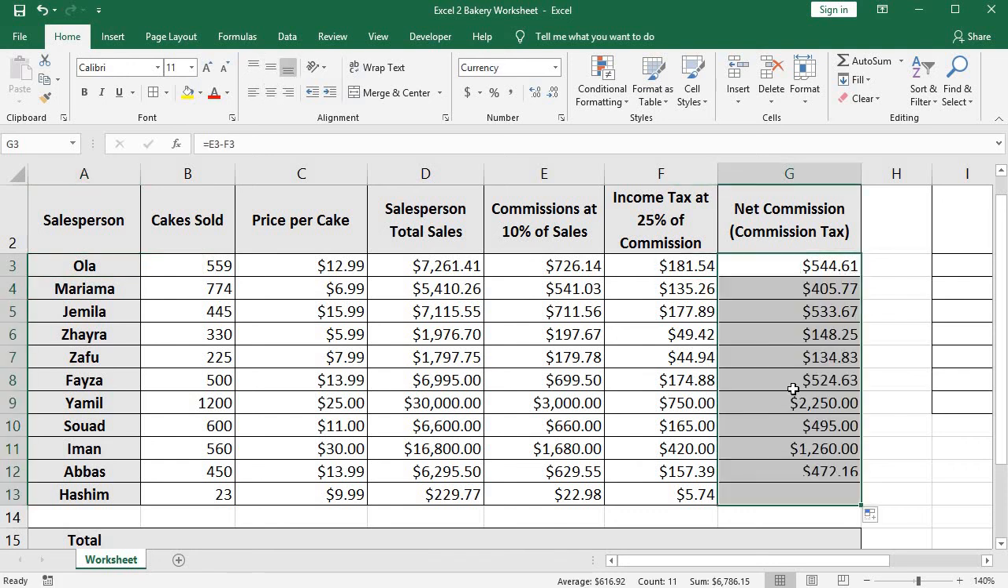So let me scroll down here. Let me do the same thing. And that's it. We calculated all the paychecks, or the net commissions, that each salesperson is going to make. Now, this is the first part of this exercise. For the next exercise, we're going to learn how to visualize our data. We're going to put a pie chart and a column chart, and that's going to be for the next video.